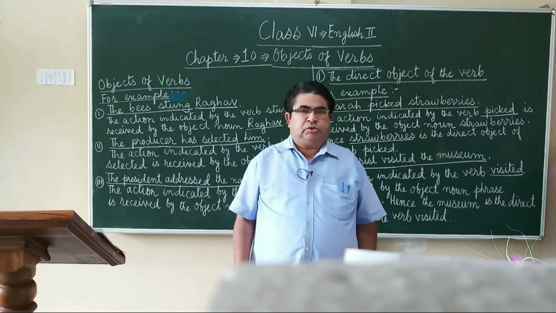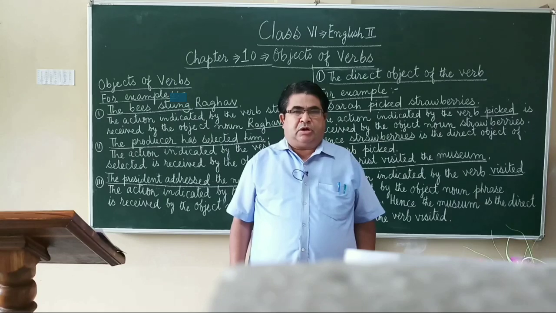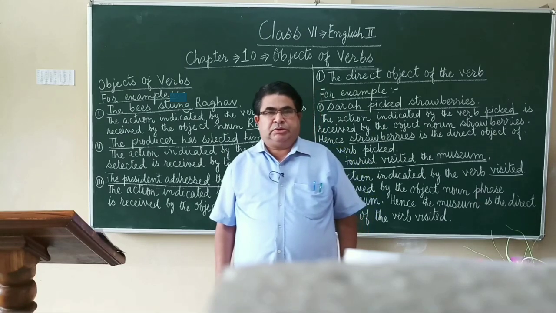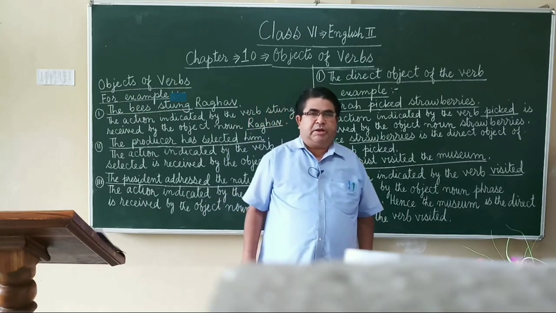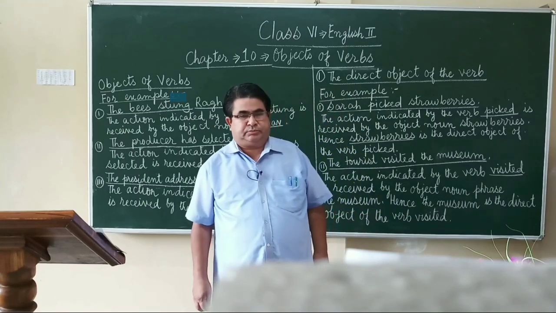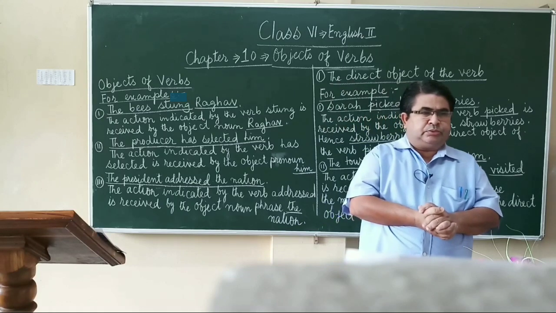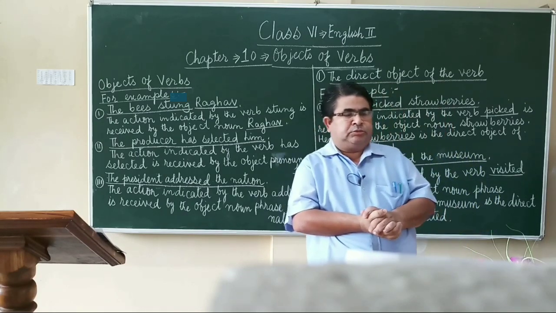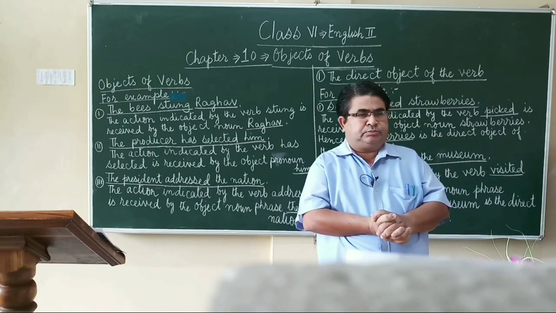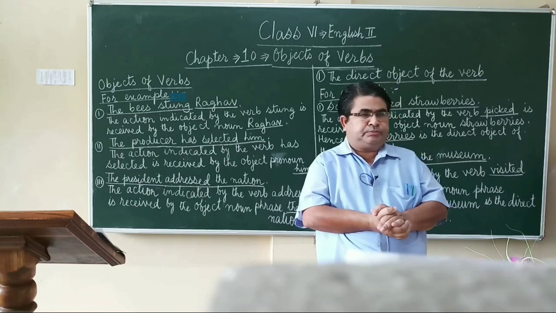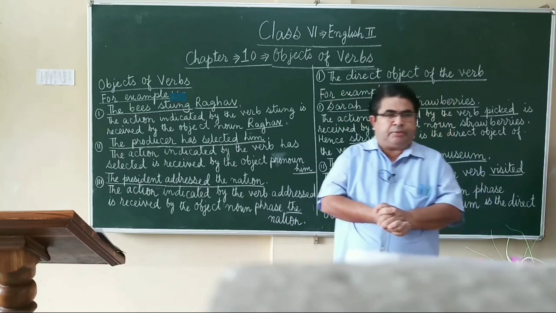Hearty welcome to our online class of Class 6 English 2, chapter number 10, and the name of the chapter is Objects of Verb. Children, today I am going to teach you objects of verb, direct objects of verb, indirect objects of verb.